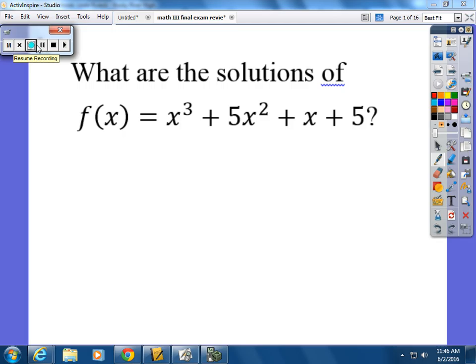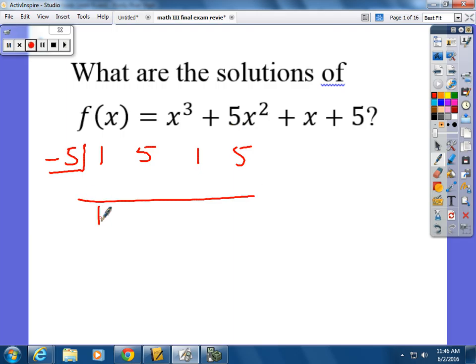So I've got a solution at x equals -5. So that's what's going to go in my box. And then my constants were 1, 5, 1, and 5 from the constants in the original equation. You bring the 1 down, multiply by -5, multiply around and add down. And this should always be 0 since we know that this was a solution.